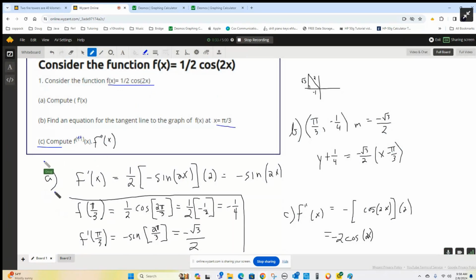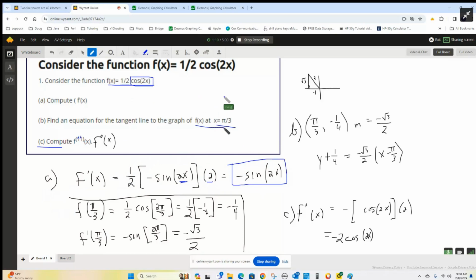But anyway, how do you find f prime of x? Well, we're going to take the constant 1/2 times the derivative of this. The derivative of the cosine of anything is the opposite of the sine of the same anything. But then we have to multiply by the derivative of the anything, or the inside chain rule. That's a 2. And if we collect factors at the beginning, 2 times 1/2 is 1, so we get negative sine of 2x. That's your formula for the first derivative.